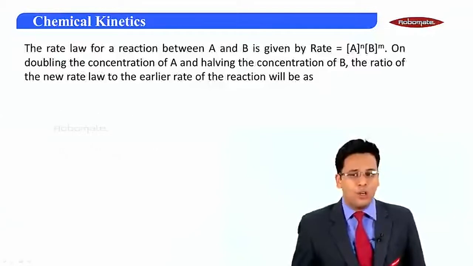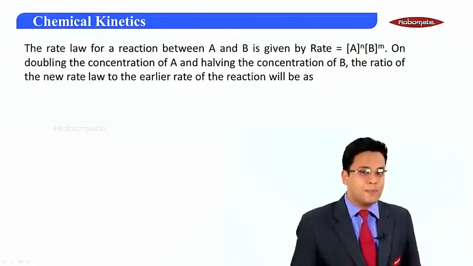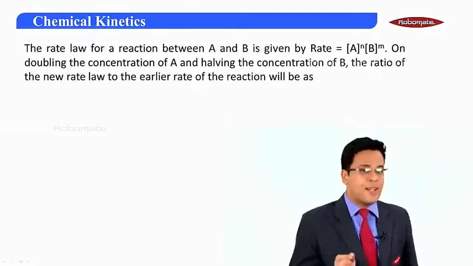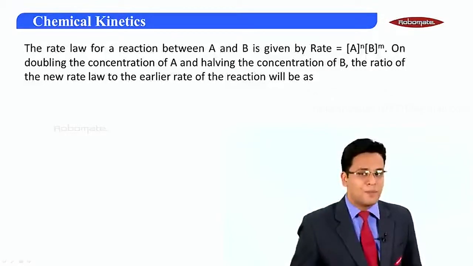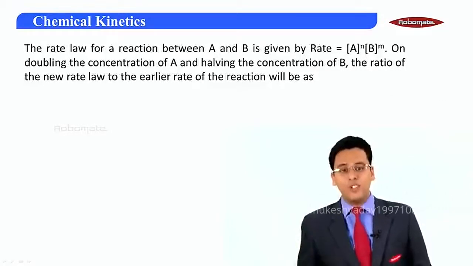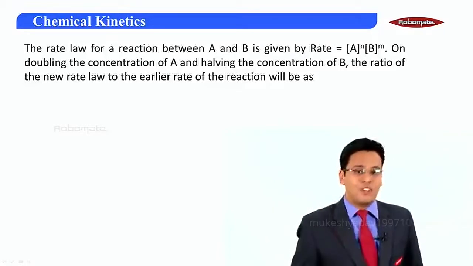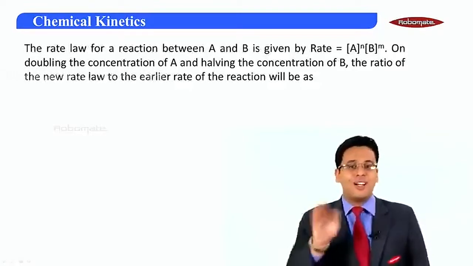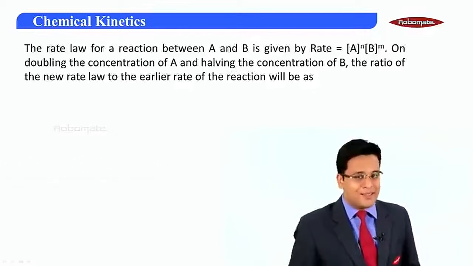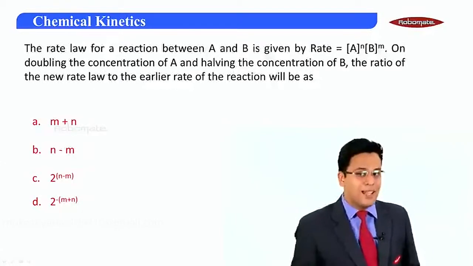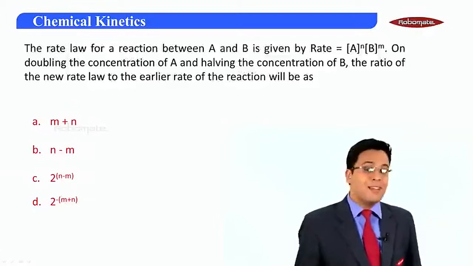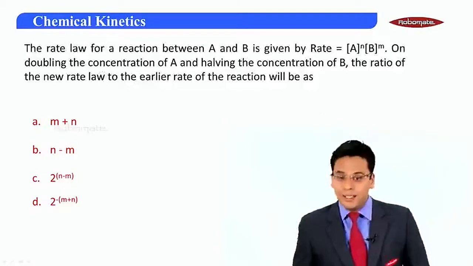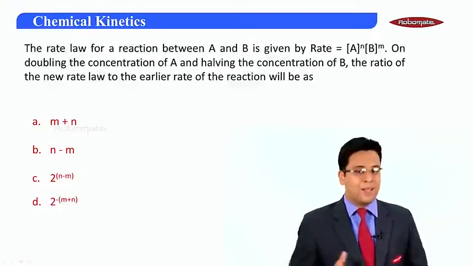The rate law for a reaction between A and B is given by rate is equal to [A]^n into [B]^m. On doubling the concentration of A and halving the concentration of B, the ratio of new rate to the earlier rate of the reaction will be: A, m plus n; B, n minus m; C, 2 raised to n minus m; D, 2 raised to minus of m plus n.